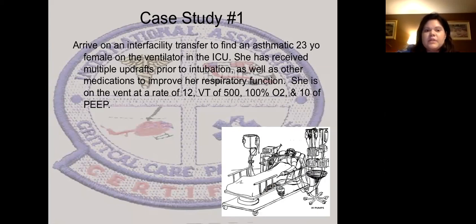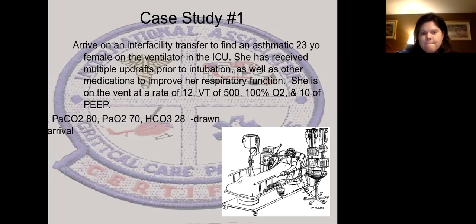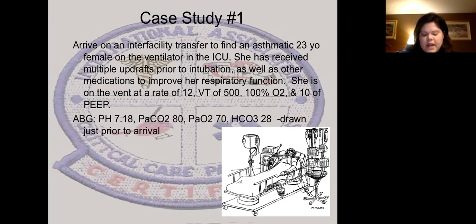Case study number 1: you arrive on an interfacility transfer to find an asthmatic 23-year-old female on a ventilator in the ICU. She's received multiple updrafts prior to intubation, as well as other medications. She's on a vent at a rate of 12, tidal volume 500, and she's 100% with 10 of PEEP. This is her ABG.